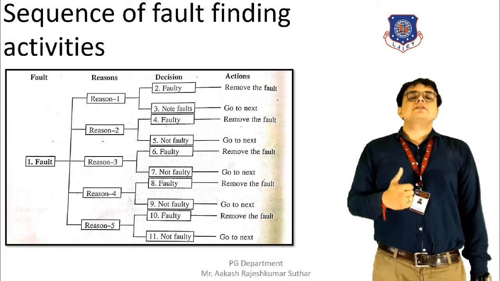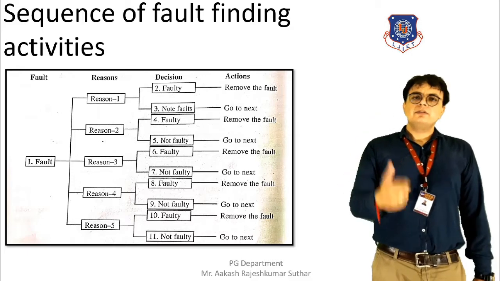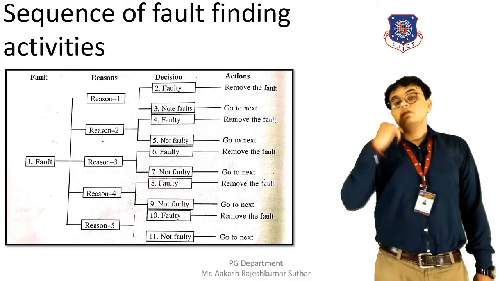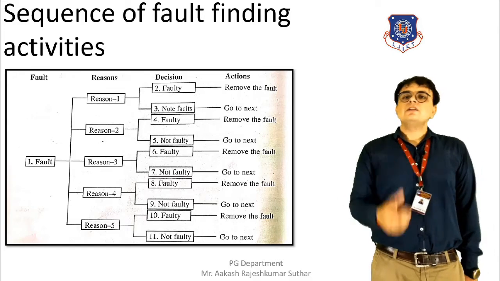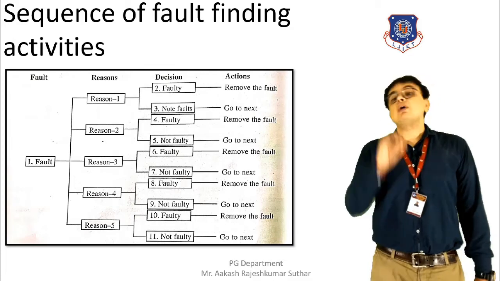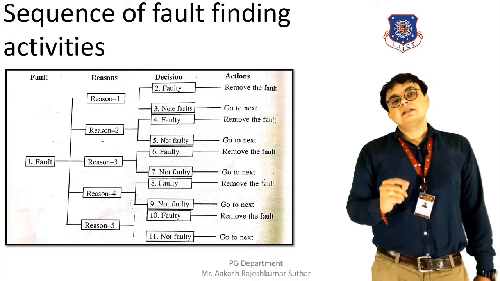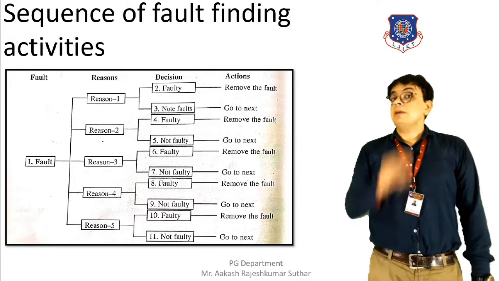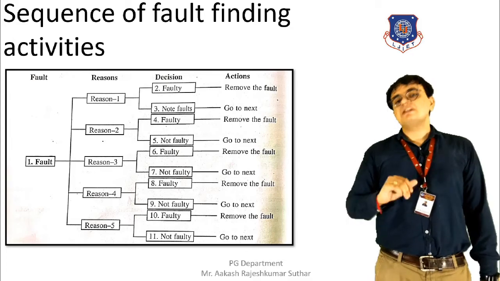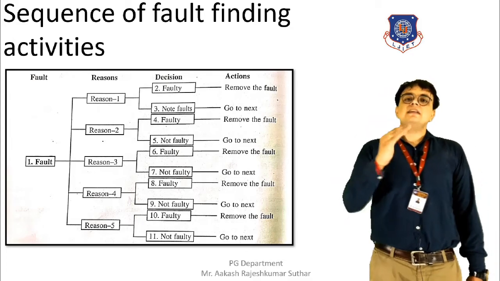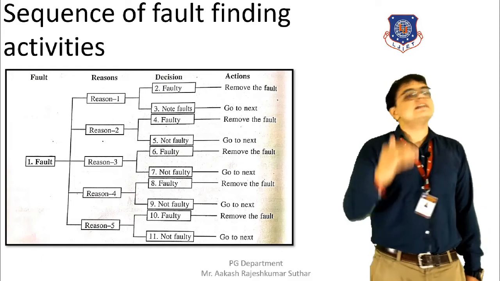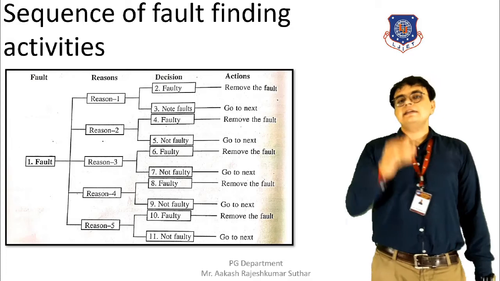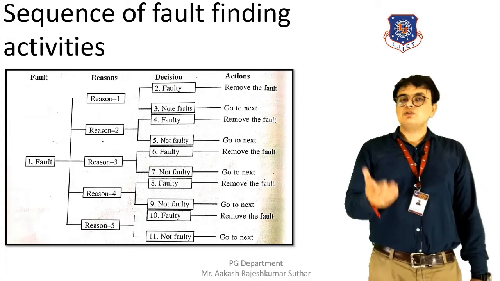next one. Similarly, for reason 3, if the reason is found guilty for the occurrence of the fault, then we should write faulty in the decision. That means we have found the fault and we need to remove it. But if that reason is not found guilty, or we can say it is not found responsible for the occurrence of the fault, then we should write not faulty, and in the action we should note that we should move towards the next fault.